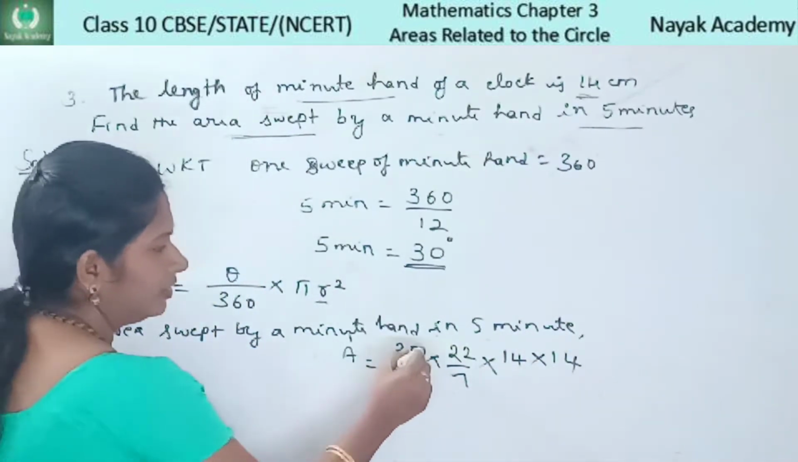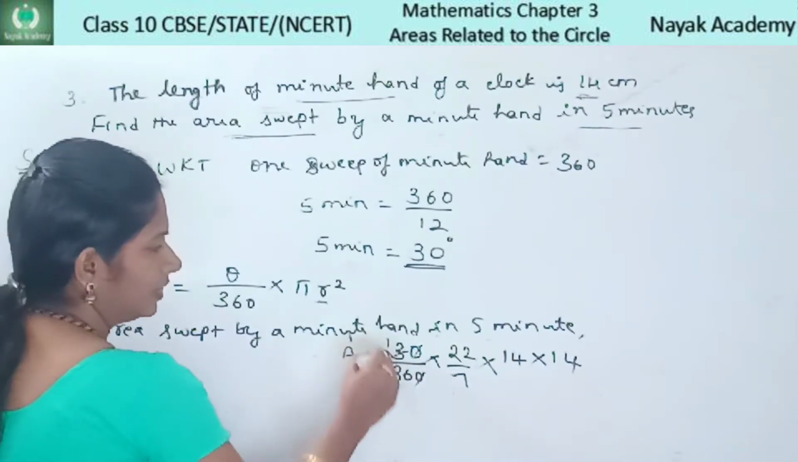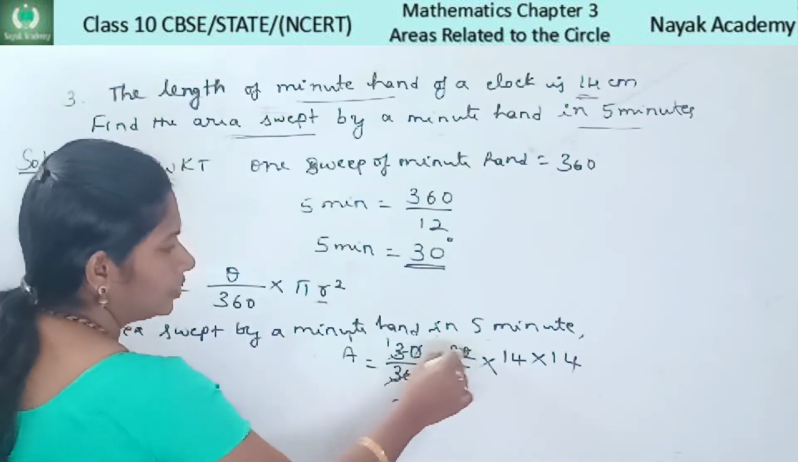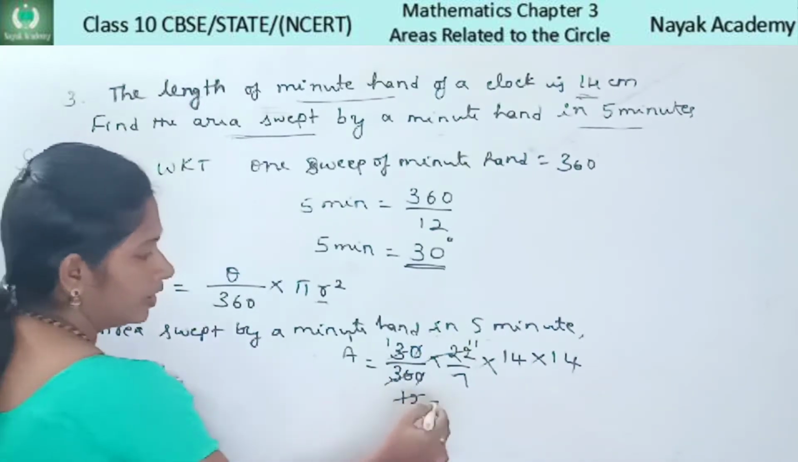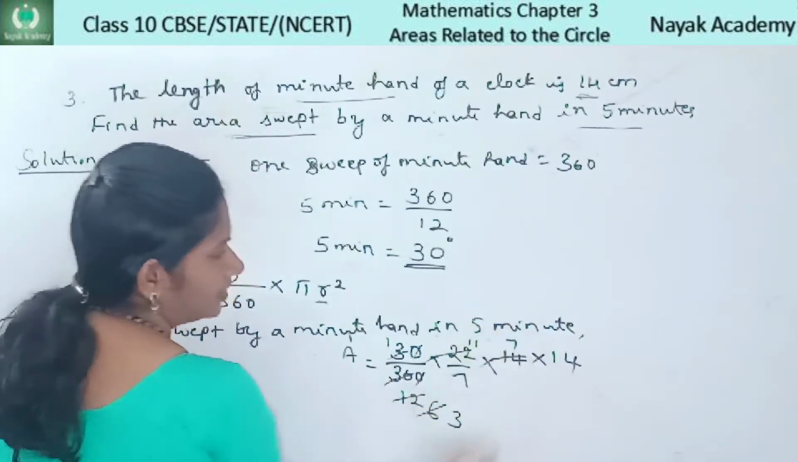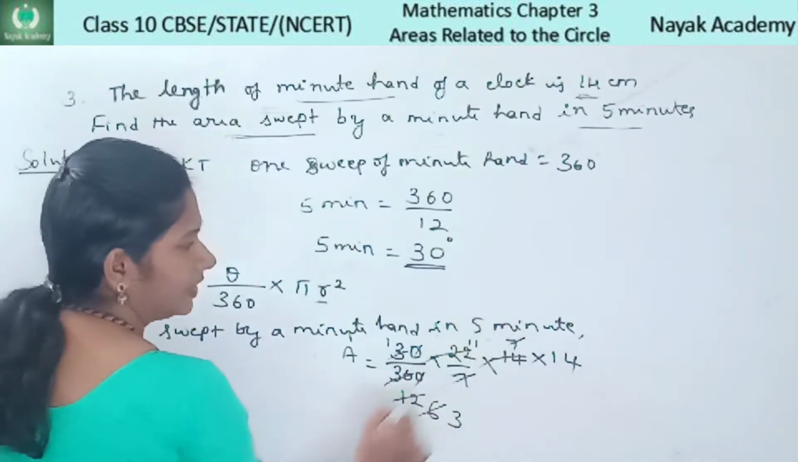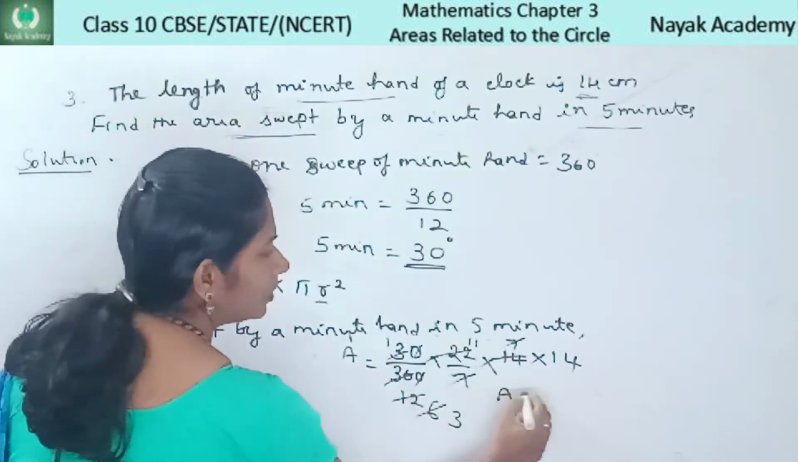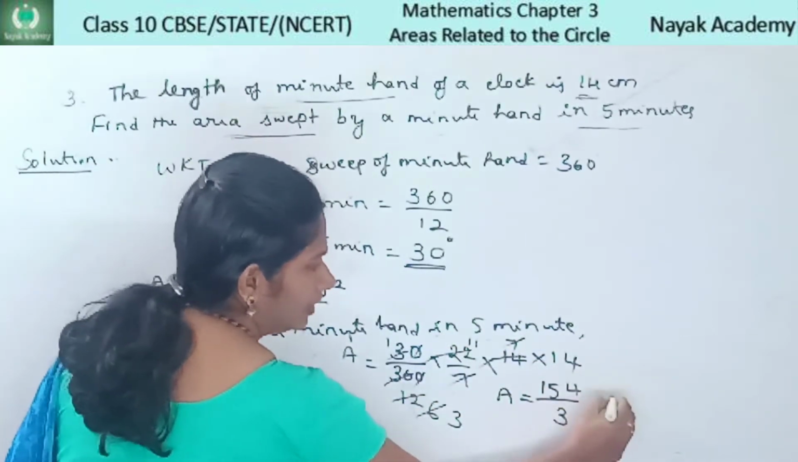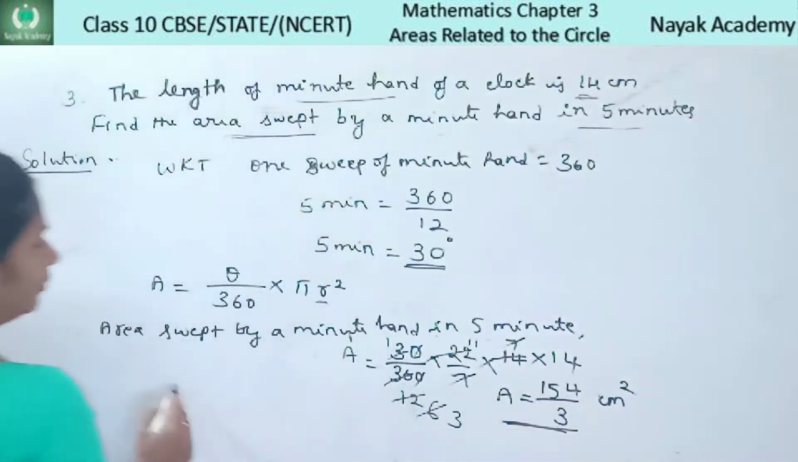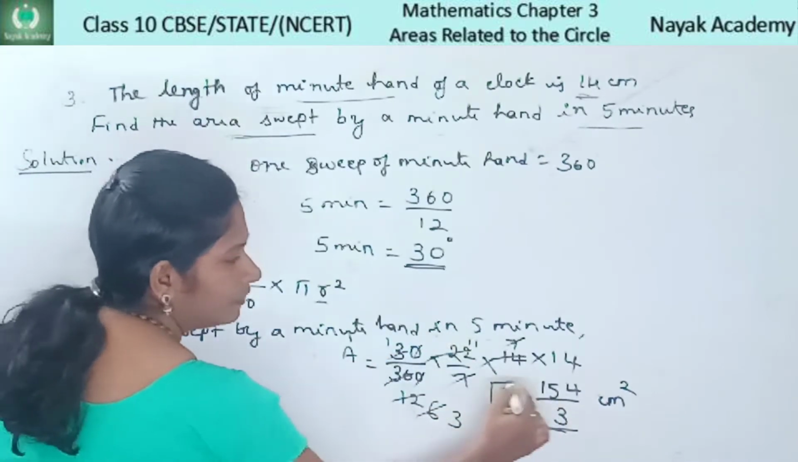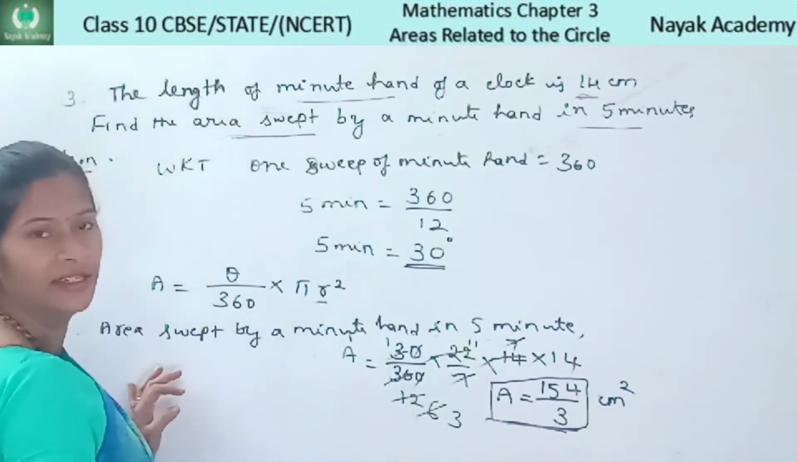Let us simplify, children. 0 0 get cancelled, 3 1s are 3, 12s are 36, 2 6s are 12, 2 11s are 22. Now 2 3s are 6, 2 7s are 14. This 7 7 get cancelled. What remains? So A equal to 11 14s are 154 divided by 3 centimeter square. Therefore, the area swept by the minute hand in 5 minutes is 154 by 3 centimeter square.